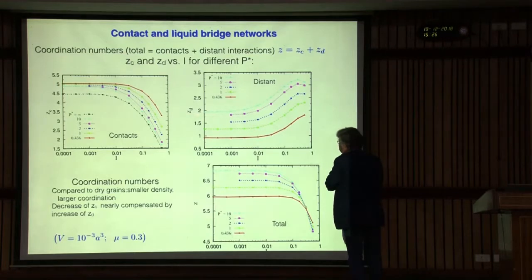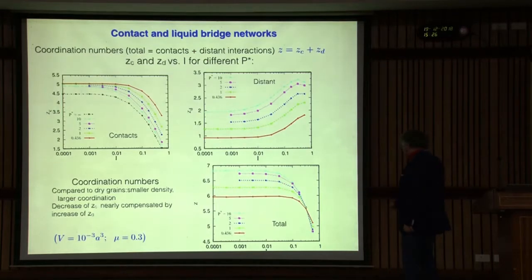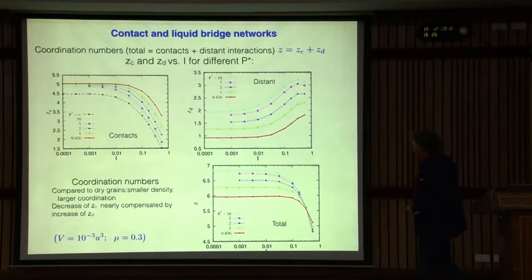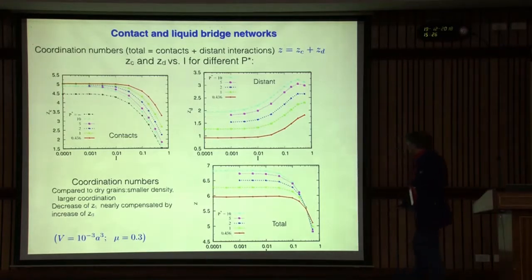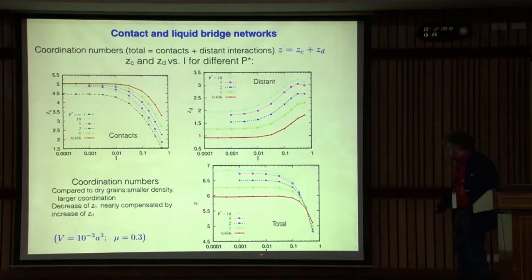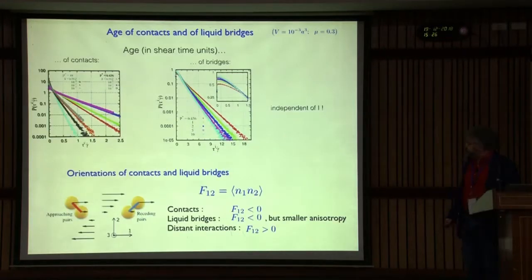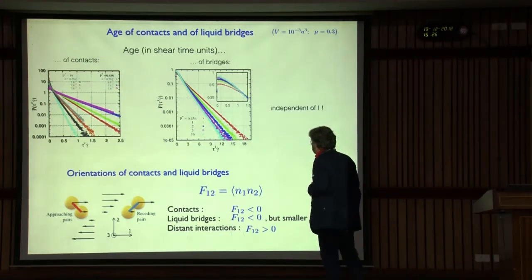So on the other hand, the distant coordination number increases, so that in fact the sum of the two is constant. So that the sum of the two, the total coordination number, remains constant, or nearly constant, over quite a large interval of inertial numbers, so equal to its quasi-static limit, in fact. There's a near compensation of both effects. And this correlates with the data we have on the age or the lifetime of contacts or of interactions.